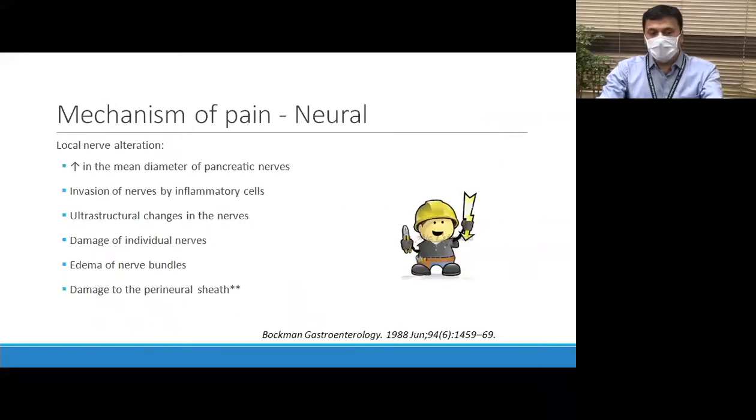For the neural mechanism, there is a study published in 1988 by Bachman et al. They looked at the surgical specimens of patients who underwent surgery for chronic pancreatitis, and compared them with controls. In this study, they showed that the mean diameter of the pancreatic nerves was increased in patients with chronic pancreatitis. Invasion of the nerve by foci of inflammatory cells was noted. There were ultrastructural changes, that is, the Schwann cells were seen to be separated from the interposed endoneural connective tissue by a basal laminar membrane.